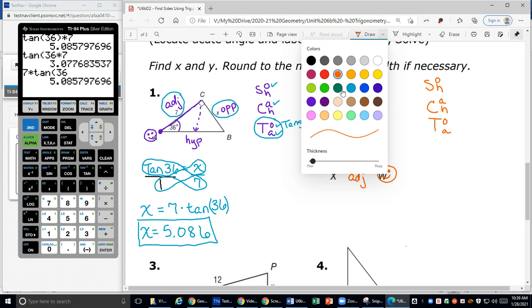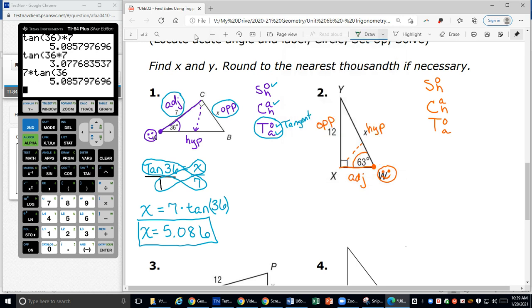I'm going to circle the side that I know how long it is. So that's going to be the 12. I know that the opposite side is 12. And then what I'm trying to find is the hypotenuse, because that's where my x is. So I circled the opposite, check mark, check mark. I circled the hypotenuse, check mark, check mark. So now I can see which trig function, sine, cosine, or tangent, has 2 check marks. It's going to be sine. So I know that's the trig function I want to set up.